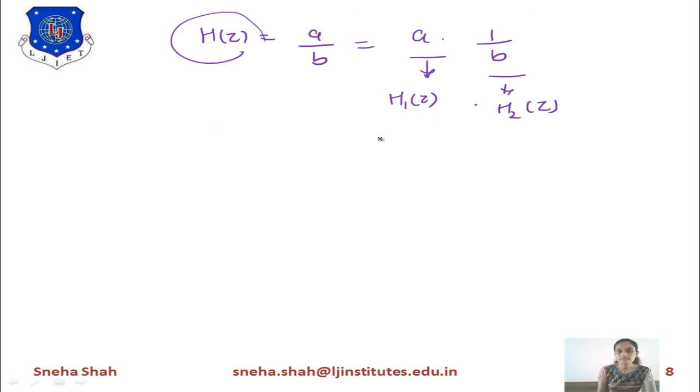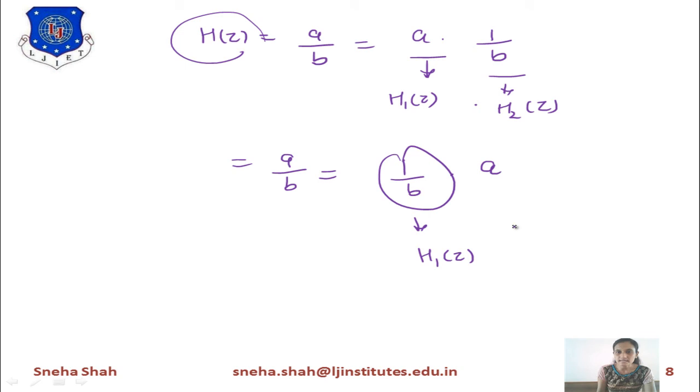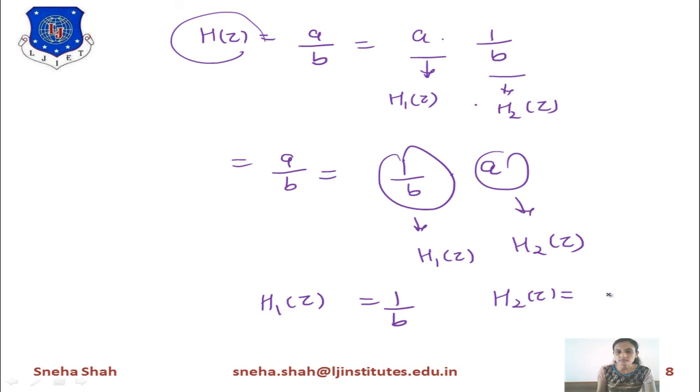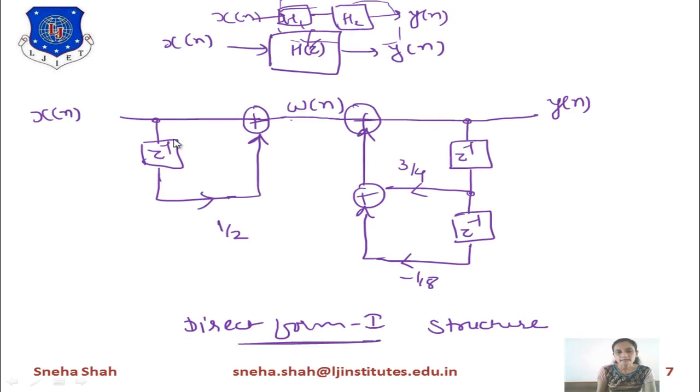Now instead of this, if we represent a by b as 1 by b into a, then this 1 by b is represented as H1 of z and this a is represented as H2 of z. So H1 of z equals 1 by b and H2 of z equals a. It means we take the denominator part as H1 and the numerator part as H2, then we draw the direct form 2 structure. So you can see that this one is the numerator part and this one is the denominator.